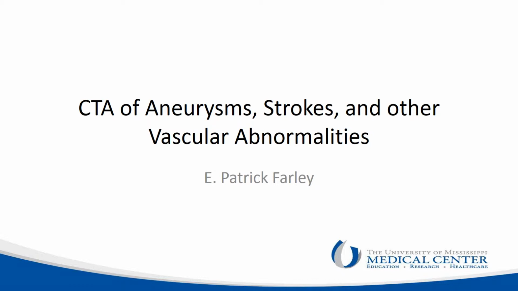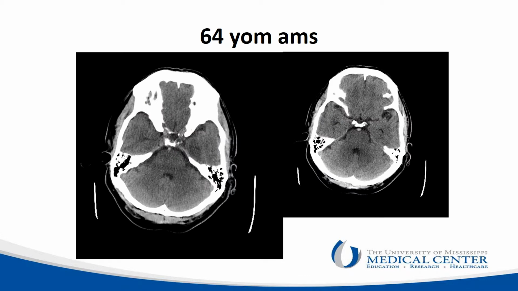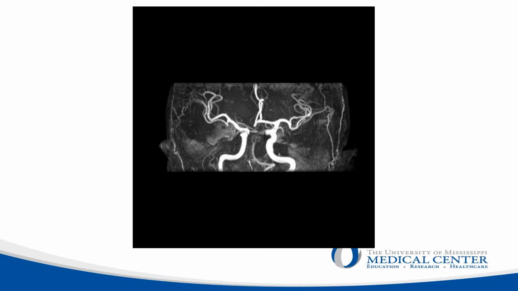These are more cases from CTA abnormalities. 64-year-old with altered mental status. We see some density in the region of the basilar artery. On our MIP CTA, we do not see good opacification of the distal basilar artery.